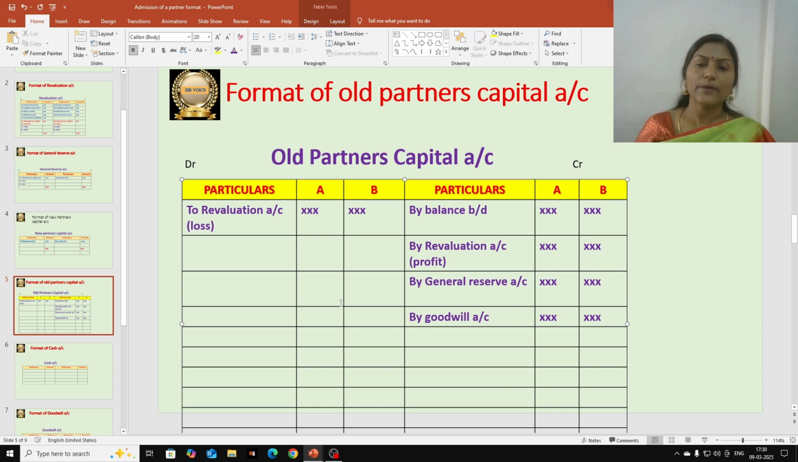And sometimes we may have P&L account in balance sheet. So if any profit and loss is appearing in the balance sheet, we should distribute to the old partners in this account. And sometimes P&L account appears on liability side, sometimes on asset side. So if any P&L appears on liability side, you record here on credit side, students, because that is profit. We have to distribute to old partners here. Okay, so by P&L account.